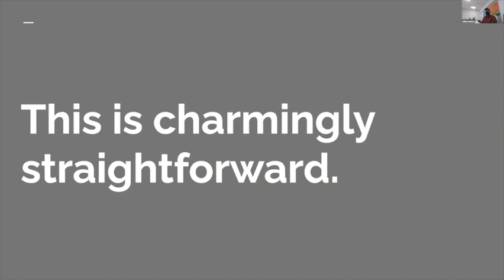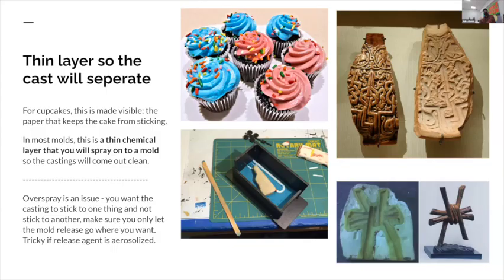Mold release itself is nice in that it's straightforward. We have these examples that I think we looked at a little bit. There are a few slides that have definitely been recycled. But I really like these images as a way to see that it's the separation layer. The simplest concept is, what happens if you try to make cupcakes and you don't grease the pan or use a paper cup? It's really the same thing when you're making a mold.